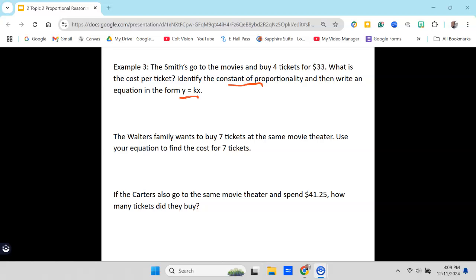The Smiths are going to the movies and they bought 4 tickets for $33. What is the cost per ticket? So we're going to find the unit rate as the cost per ticket. To do that, I'm going to put the cost in the numerator, and in the denominator, I'm going to put the number of tickets.